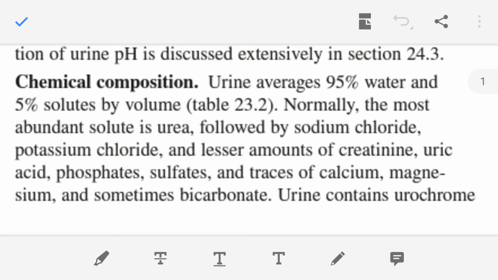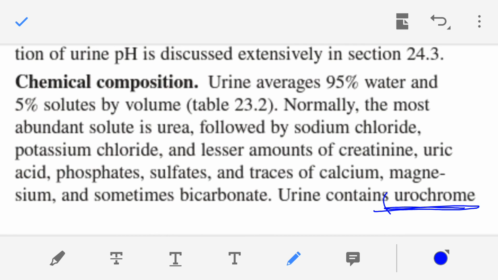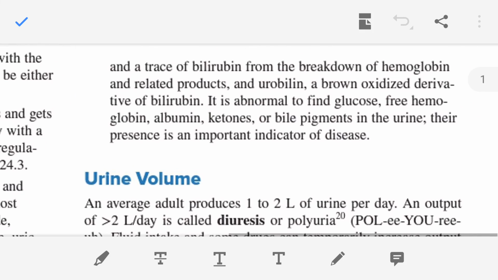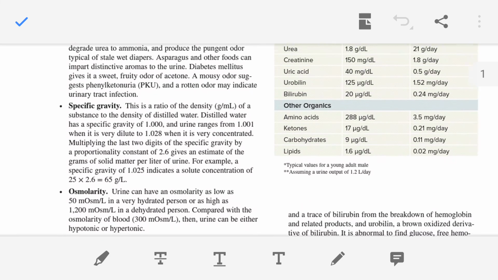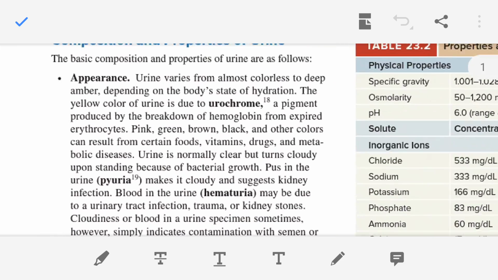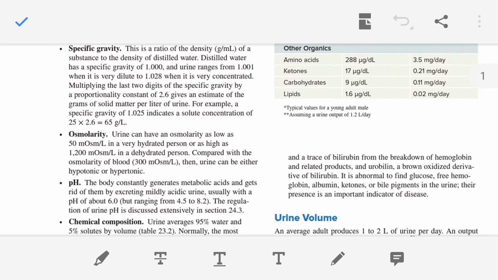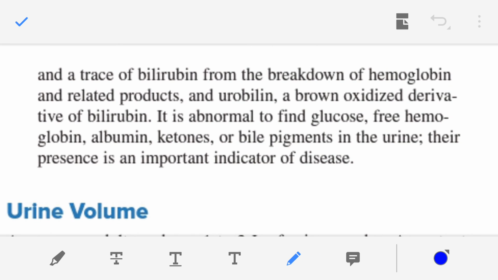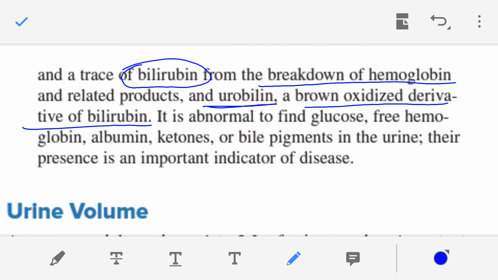Now urine contains urochrome. Now what is this urochrome? We have already discussed the urochrome. Okay, in the first paragraph we discussed the urochrome, how it is formed, and now besides the urochrome, traces of bilirubin are also present. Now how is this bilirubin formed? The breakdown of hemoglobin produces bilirubin, and urobilin is sometimes present. What is urobilin? Urobilin is a brown oxidized derivative of bilirubin.